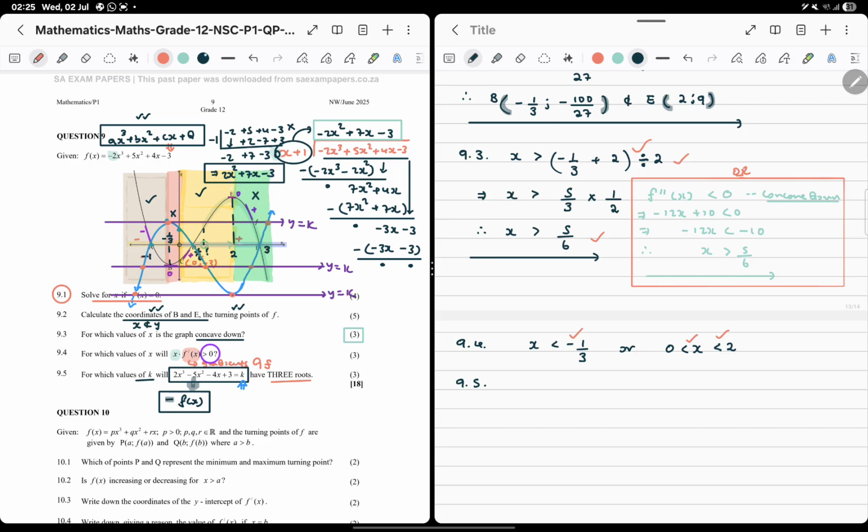So this already tells us that this one is not allowed, and that one is not allowed, and this one is allowed. This means k is going to be between this maximum value and this minimum value for the y. So we know that k is going to be less than the maximum.